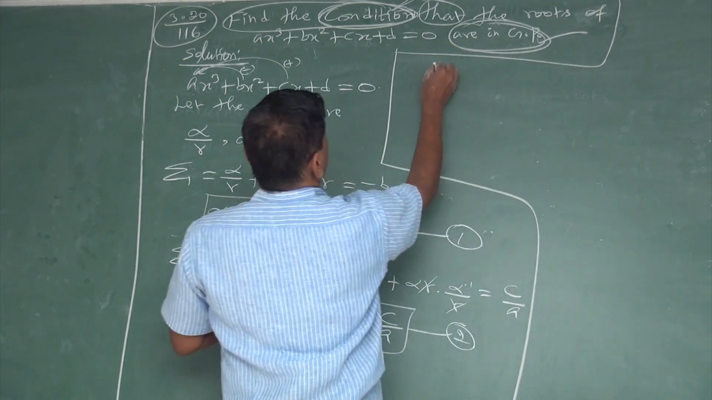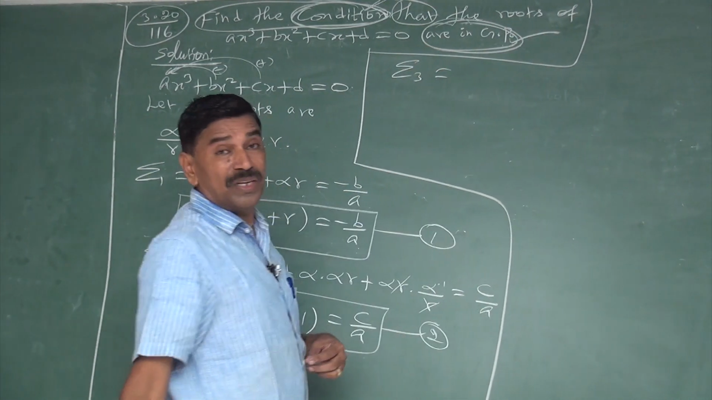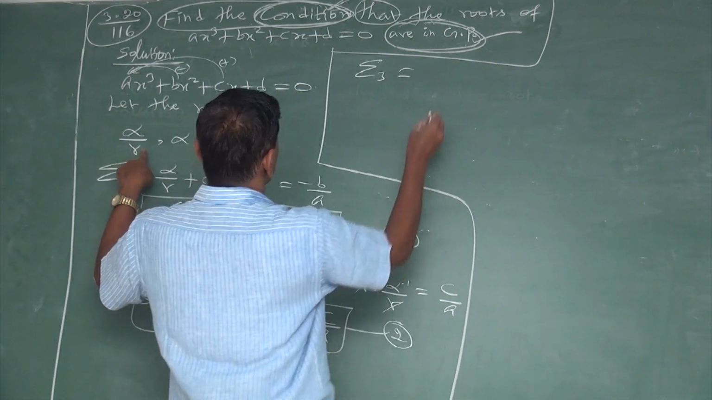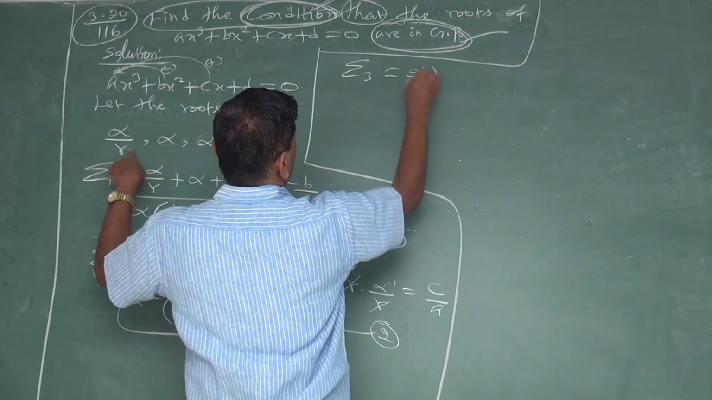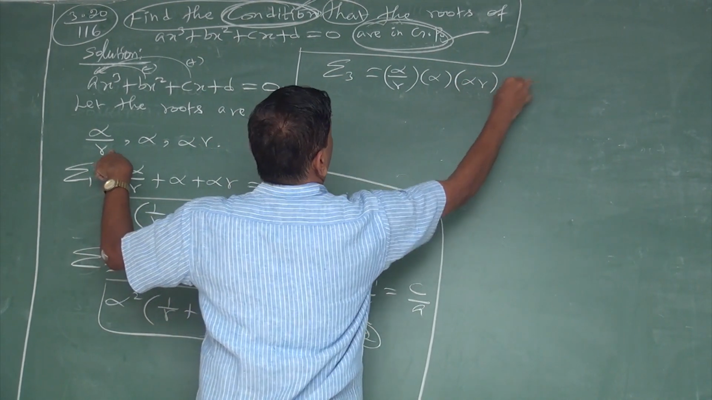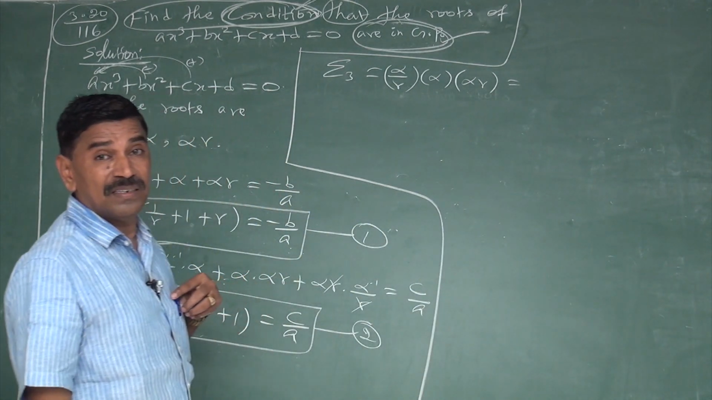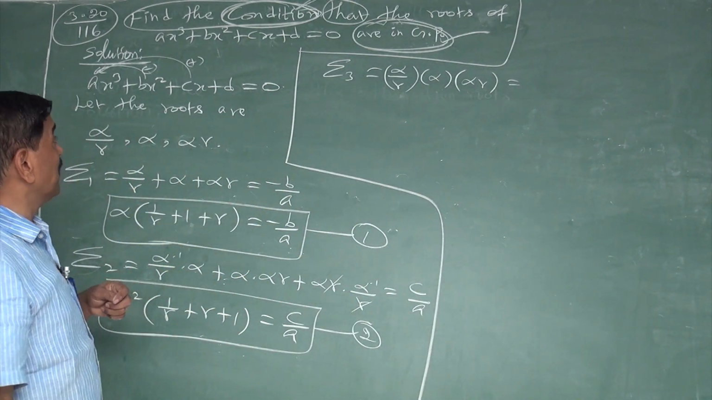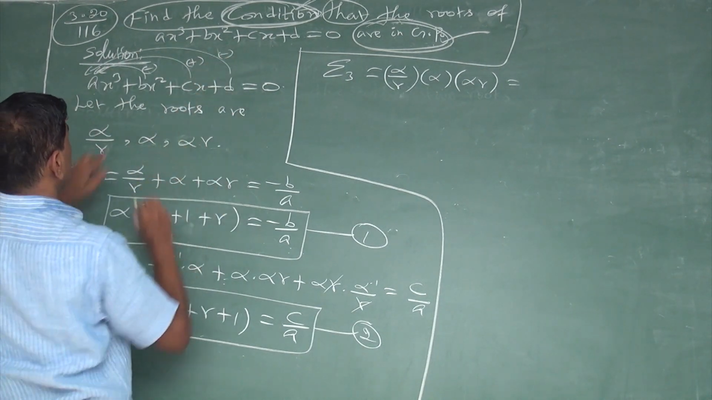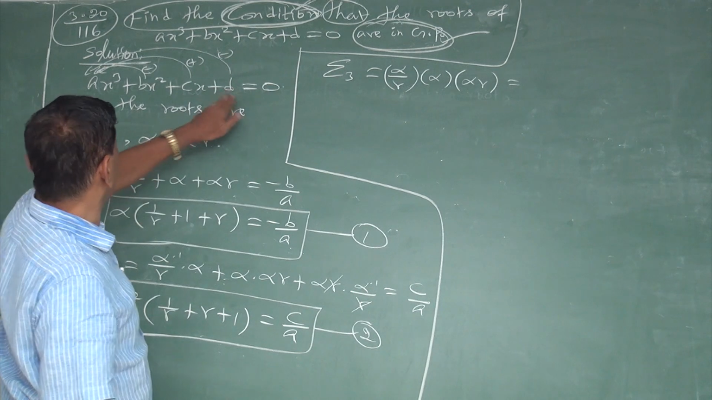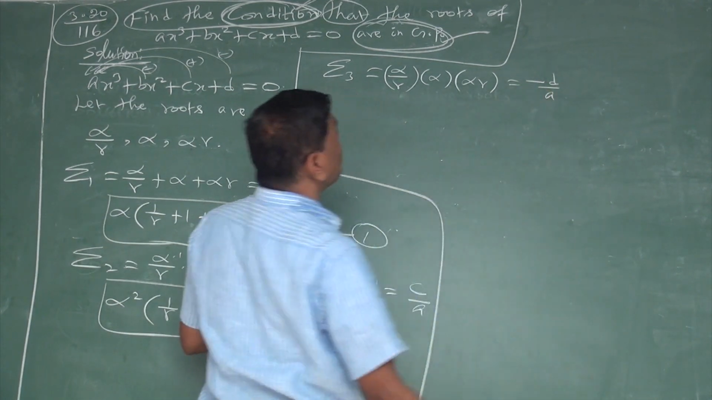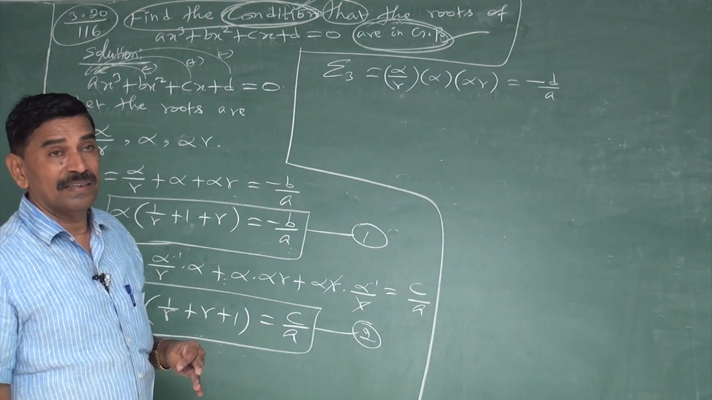I want to find sigma 3. Sigma 3 is equal to the product of the roots. Product of the roots means alpha by r into alpha into alpha r. Product of the roots is equal to minus d by a. So sigma 3 is equal to minus d by a. Minus plus minus, okay, minus d by a.